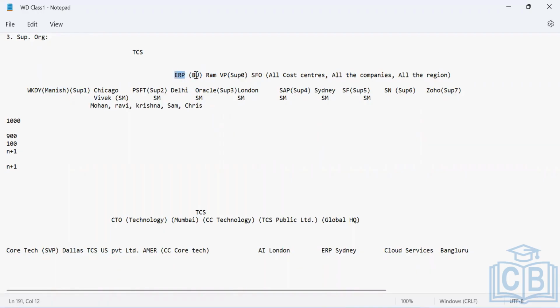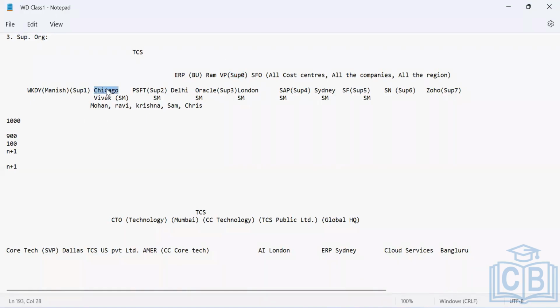Within the department, we will have to align the location. Let's say S4 is my location, San Francisco. And then you have the cost centers, companies, region. Then you will see this particular department is headed by Manish, which is Workday. This is the supervisory organization, which is zero level, not zero level. I would say that it is just below, let's say, the CTO. I'm just giving an example.